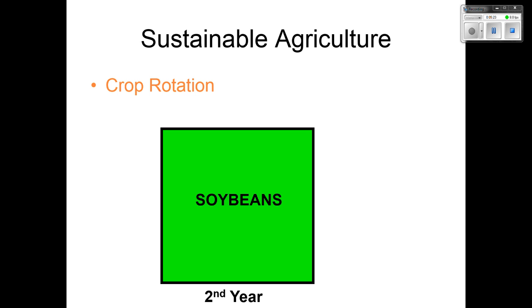And if you think back to the nitrogen cycle, these legumes have nitrogen-fixing bacteria that live in and around the roots. And so soybeans are actually very good because they put nitrogen into the soil. So you change it up the next year to maybe oats. So maybe oats use a lot of the nitrogen out of the soil. And then you change it again to alfalfa. And so basically you change up the crop from season to season or year to year. And it keeps the soil nutrient rich.